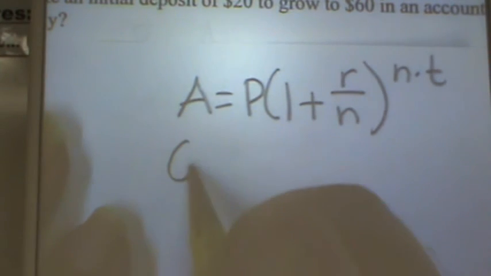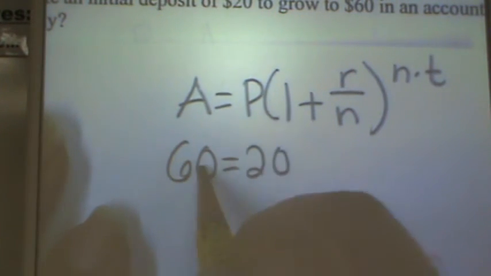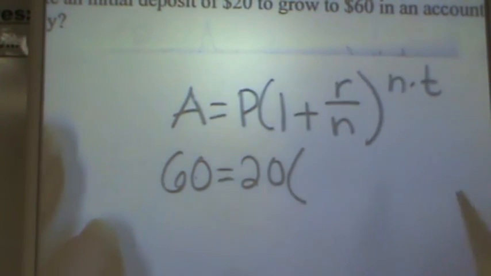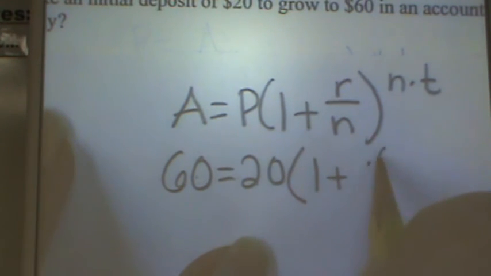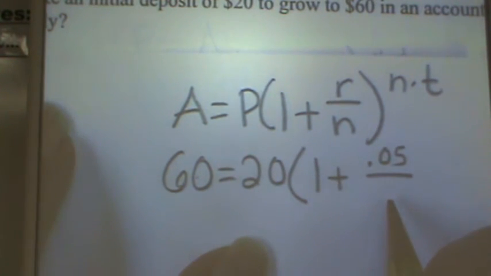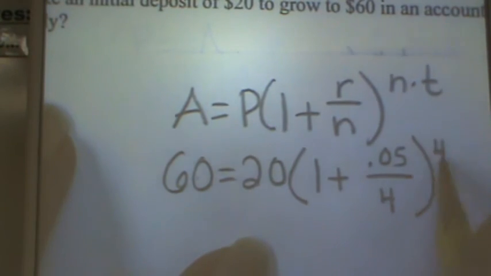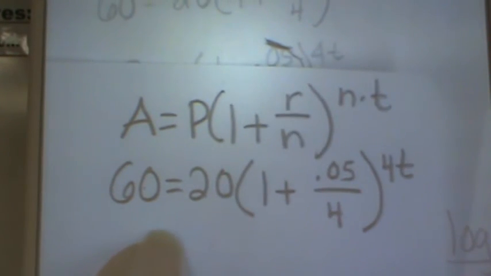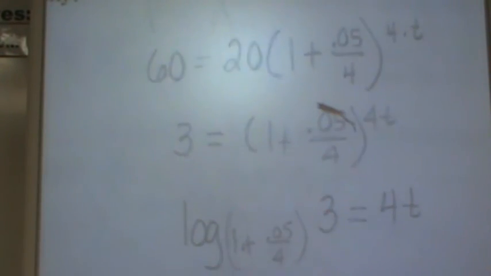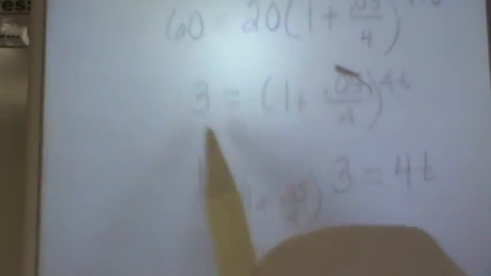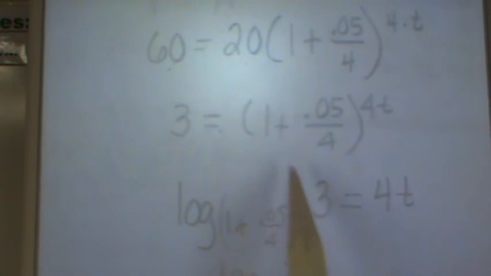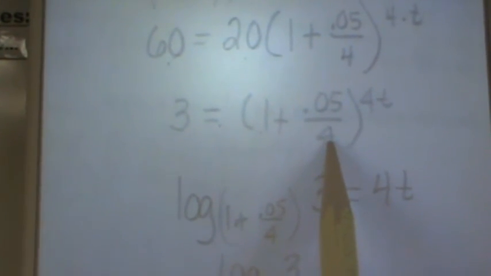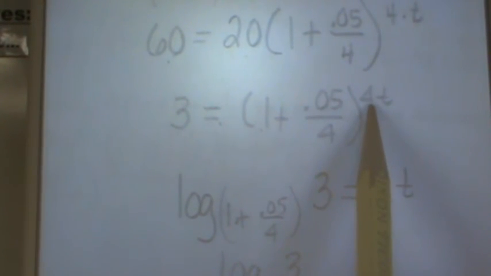So we want to turn $20 into 60 with an interest rate of 5%, compounded quarterly, so that's 4 times a year, and we don't know how long. So that's our formula right there. What we have to do is get rid of this 20. If we divide both sides by 20, you get 3. 3 is equal to 1 plus 0.05 over 4, raised to the 4t power.